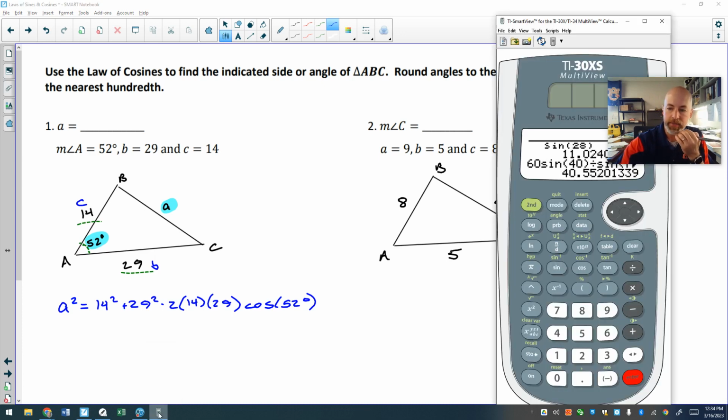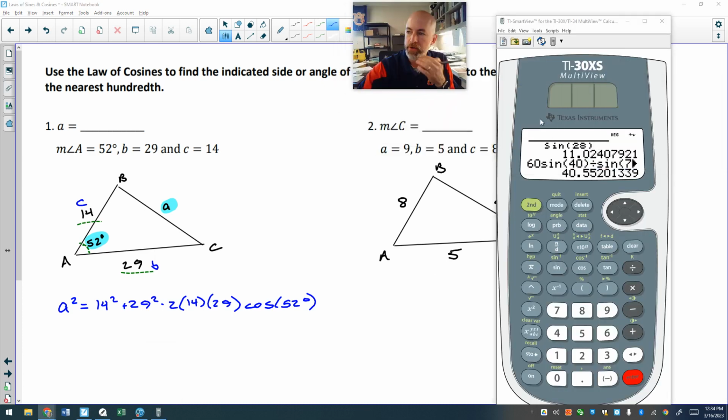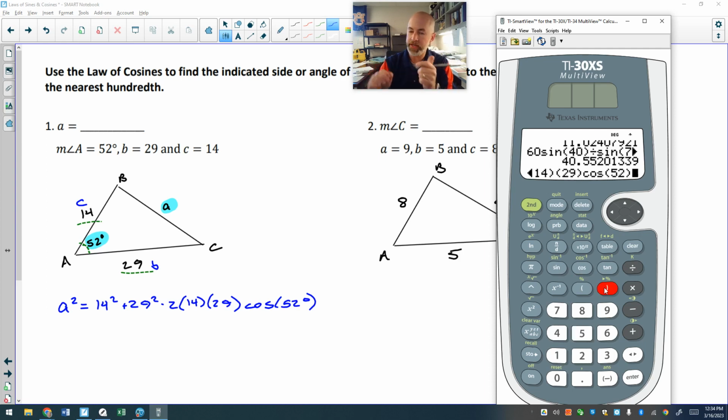I'm going to make this easy on myself, and I'm going to go straight to my calculator right now. Instead of trying to do this in pieces, I'm going to trust my calculator and its order of operation abilities, and I'm just going to throw it all in one big step. Minus 2 times 14 times 29 times the cosine of 52. And I punch it all in at once, being very careful that you punch it in correctly, because you can see that it's such a long equation. It's run off the side and you can't double check anymore without having the cursor back to the left.